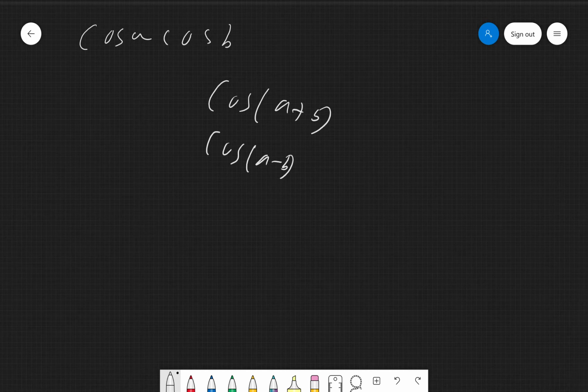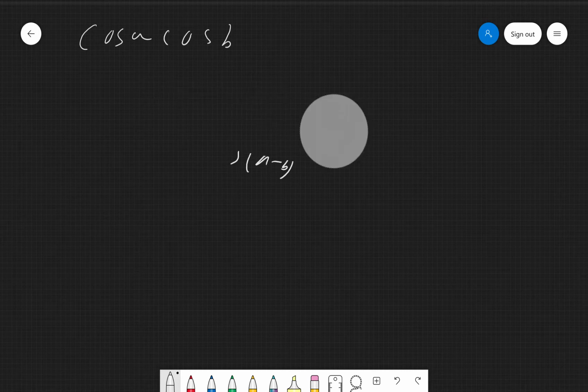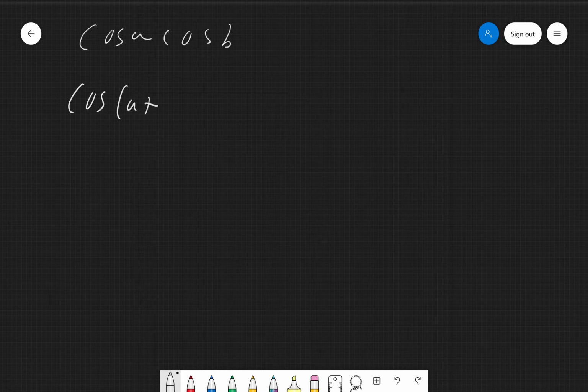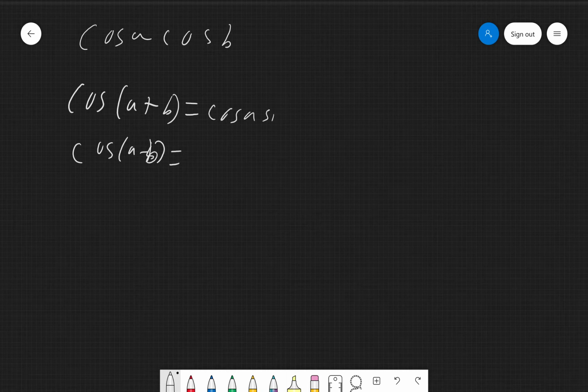Now you might notice, let me write this neater, that the cosine of A plus B is equal to something, and the cosine of A minus B is equal to something. We learned this two videos ago. This is equal to cosine of A cosine of B minus sine of A sine of B. This is equal to cosine of A cosine of B plus sine of A sine of B.